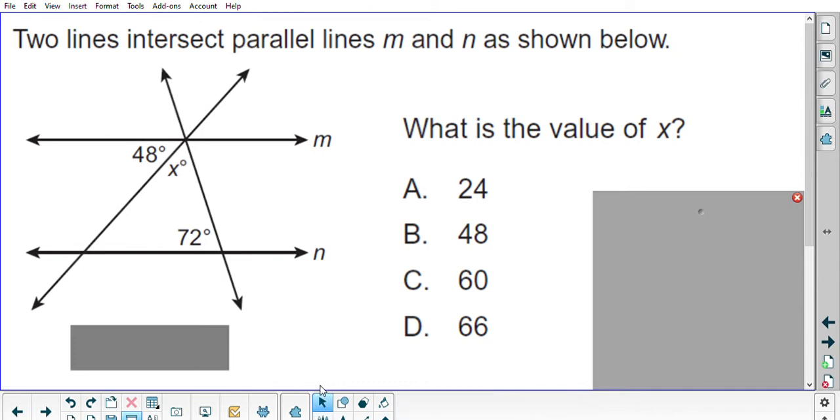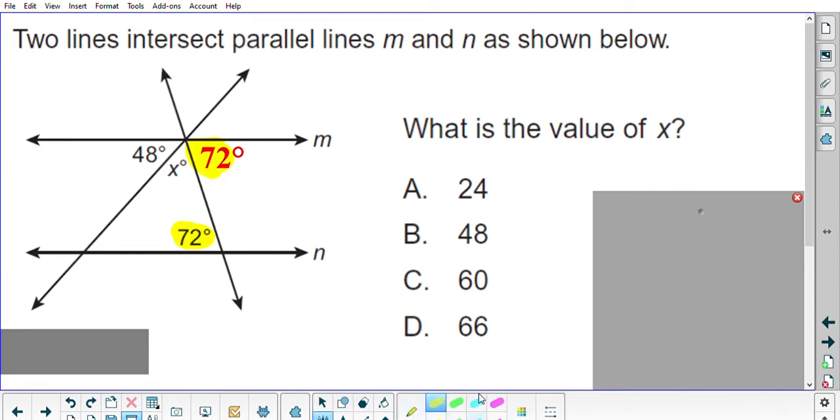Okay. How in the world are we going to do this? Well, it just so happens that the 72-degree angle is an alternate interior angle with this angle up here that I'm highlighting in yellow. And so that means the angle up there that I highlighted in yellow would also be 72 degrees.